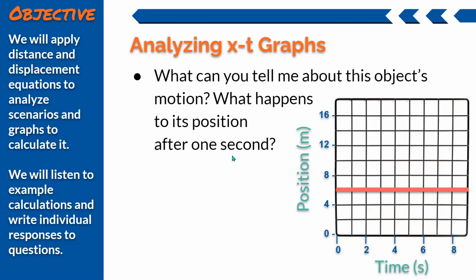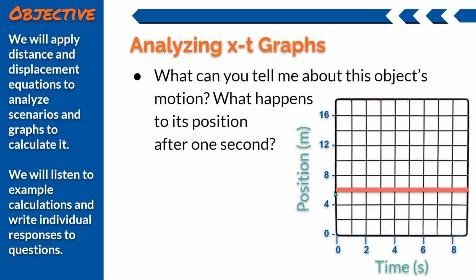All right, so let's take a look at another graph. It says, what can you tell me about this object's motion? What happens to its position after 1 second? Guys, what is this object doing? It's moving at a constant speed. I have moving at a constant speed and I have not moving. One of them is right. It's not moving. Okay, that's okay. It's new. You're good. Okay, it's not moving.